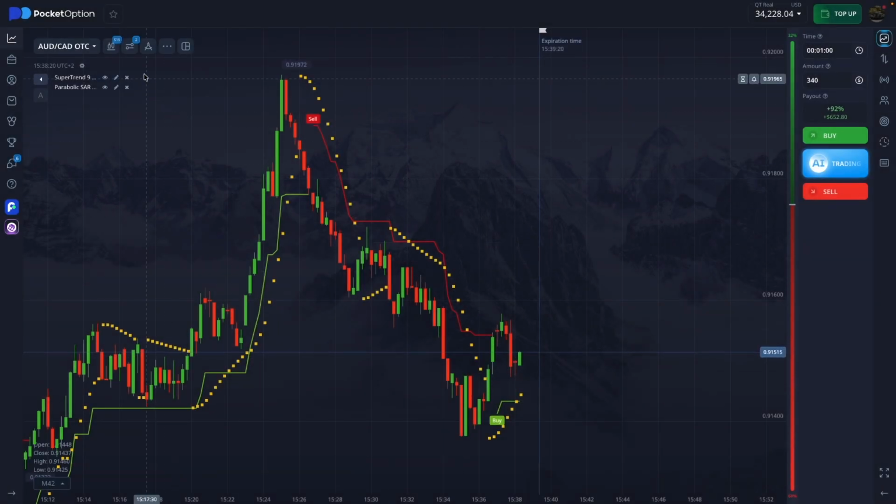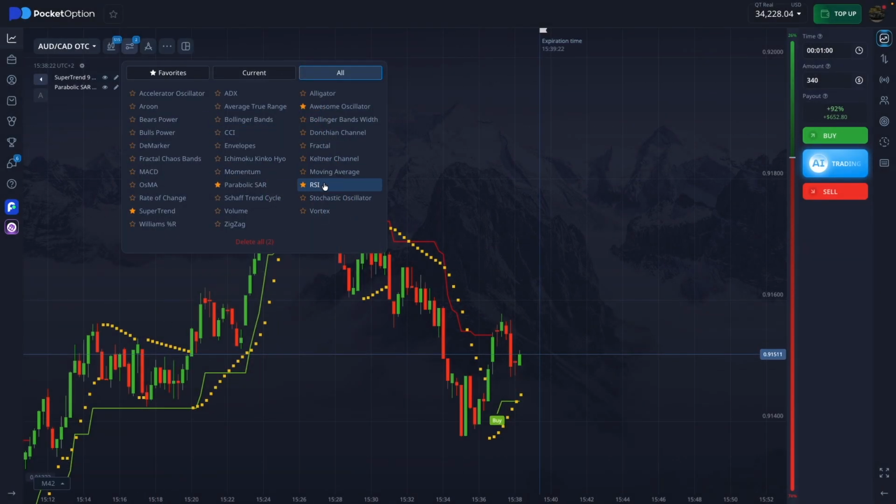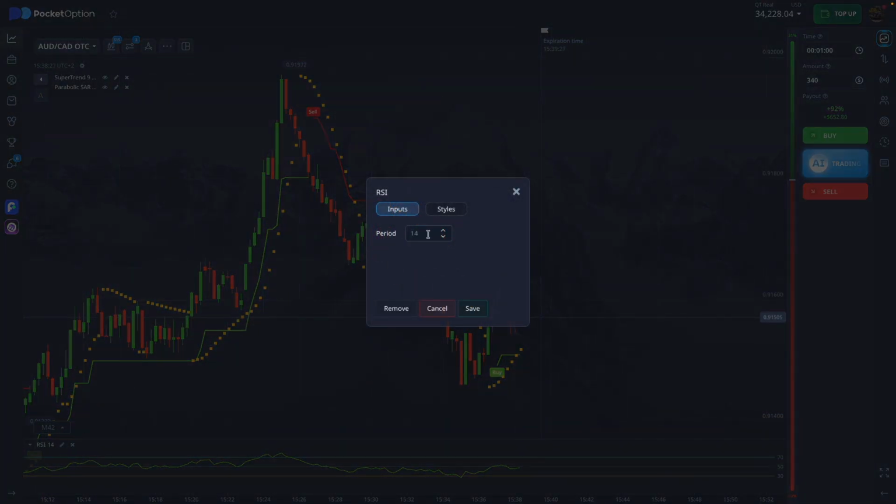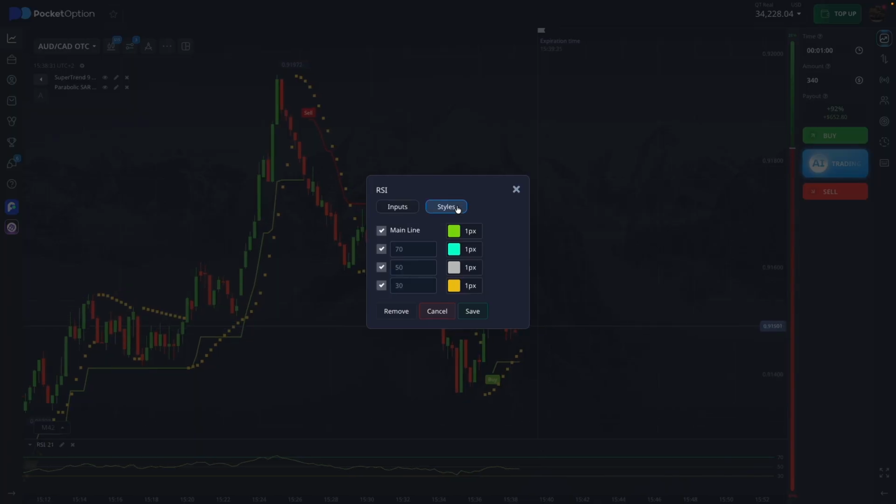The next indicator, which I will use today, is called the RSI. I add it to the chart and go to the settings of this indicator. I set the period to 21. Then I move to the style, change the color, and make the main line a bit thicker. After that, I disable the middle line and set the upper limit to 80.